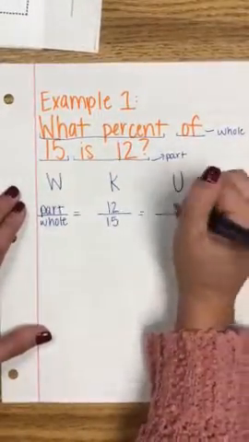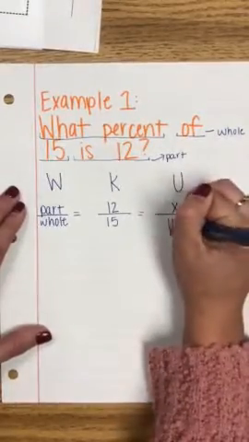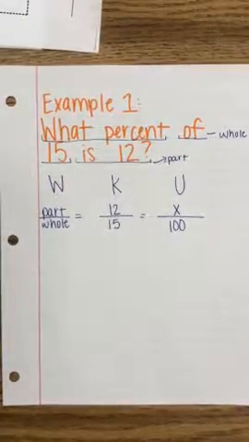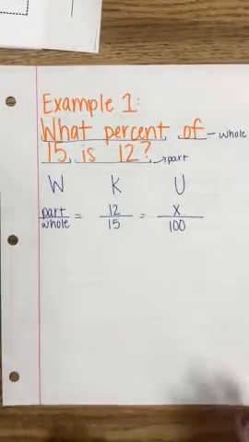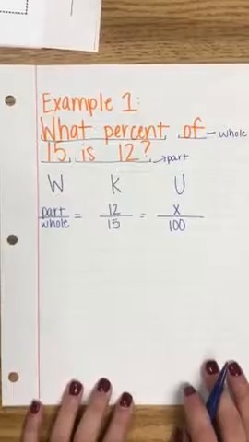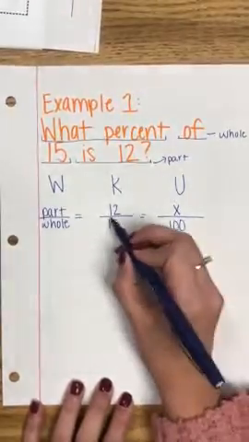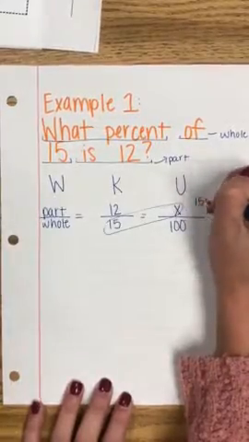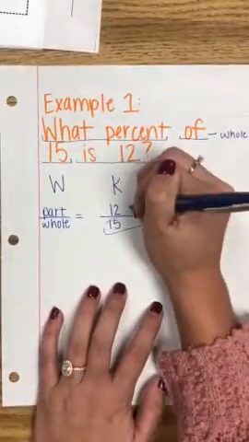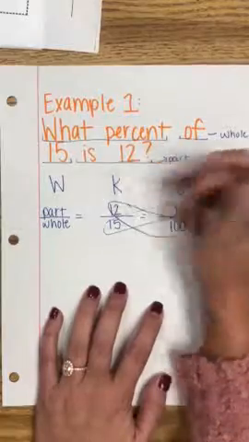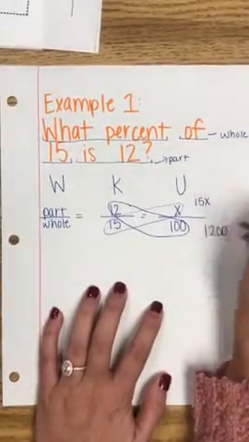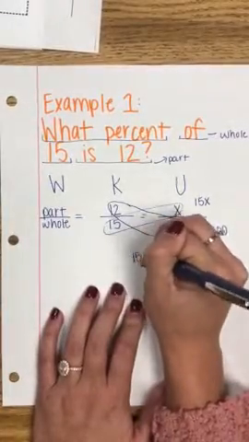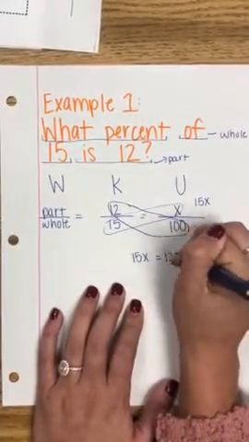We do not know the percent, so we're going to put X, and we know that all percents are out of 100. So there we have our WKU. Now we can go ahead and solve this using cross multiplication. So I'm gonna take 15 times X, giving me 15X, and I'm gonna multiply 12 times 100, giving me 1200. Now we have a simple one-step equation, 15X equals 1200.